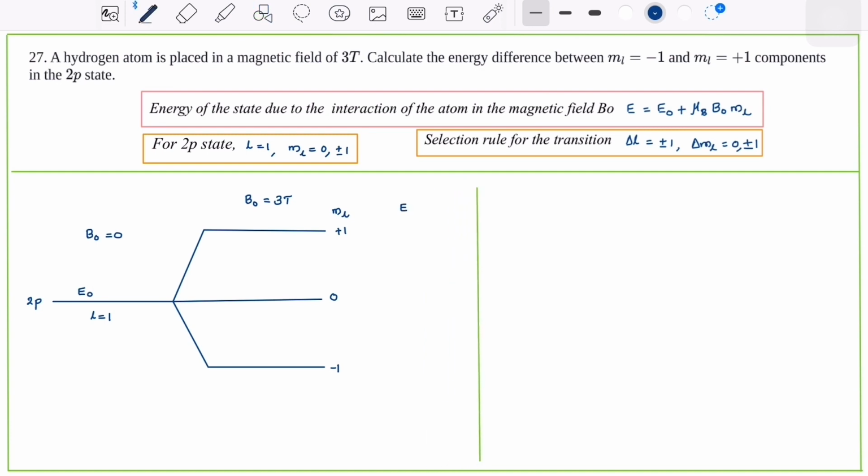Now for L equal to 1, ml can have 3 values. Therefore, energy also can have 3 values. The values of the energies are E0 plus mu_B B0, E0, and E0 minus mu_B B0. This is because the level L equal to 1 will split up into 3 components corresponding to ml equal to plus 1, 0 and minus 1. Now in this problem, we have to find out the energy difference between ml equal to minus 1 and ml equal to plus 1.